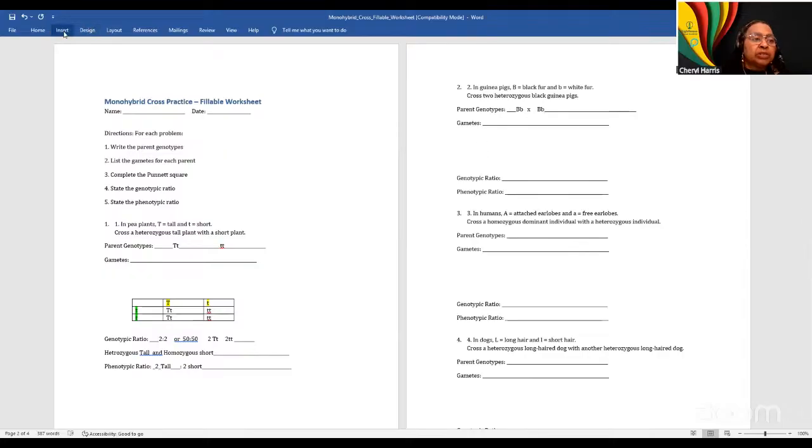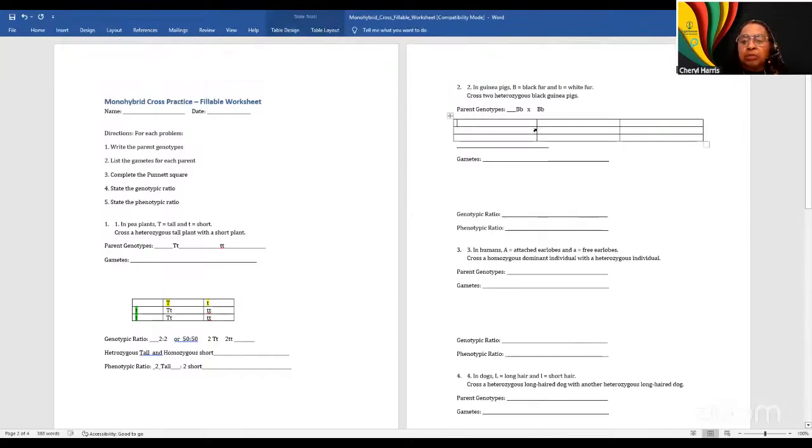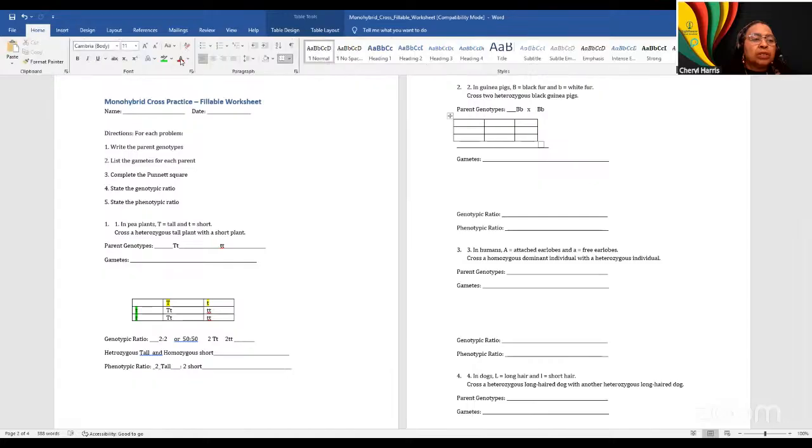All right, and y'all see how I'm doing this? I go to table and I pick 3 rows, and then I just make the table a little bit shorter by moving the line over because it doesn't have to be that big. 3 columns, 3 rows is all you need. On the top for our gametes, maybe I'll just do letters, colors. How about that? Easier than the font.